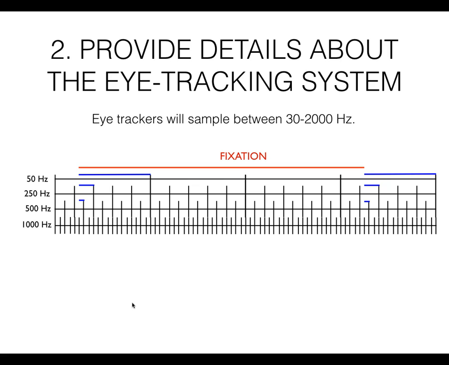Let's start off with the 50 hertz eye tracker. This would be our kind of budget eye tracker. It is only sampling at 50 hertz. What that means is, because this fixation starts between sample locations, it's not going to detect that fixation until much later on. It's only at this time point here that it actually starts to register that there is a fixation going on. So I don't have information about this part of the fixation.